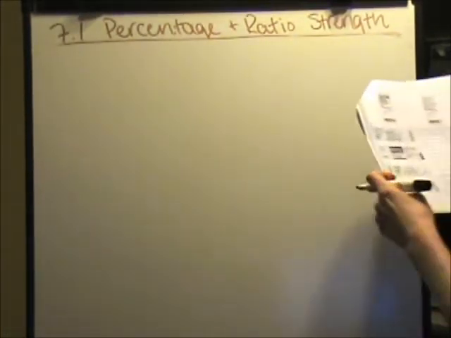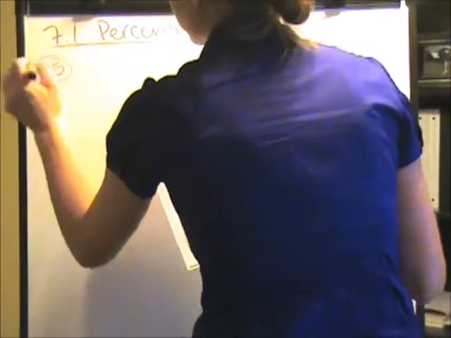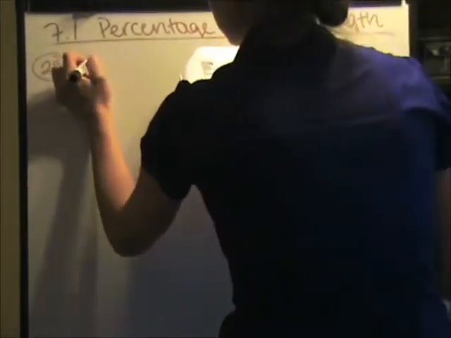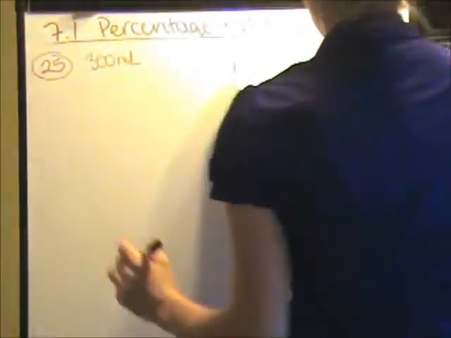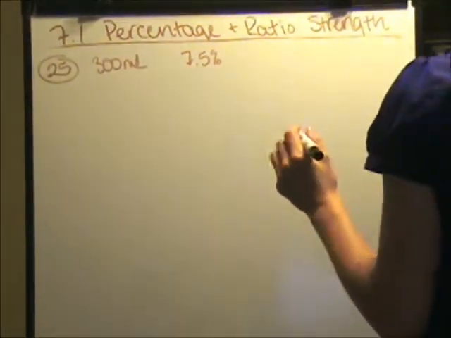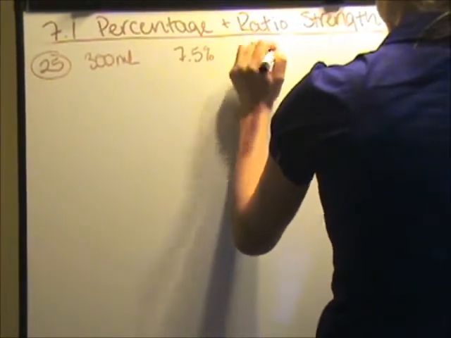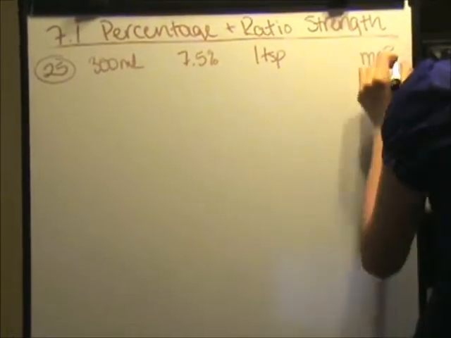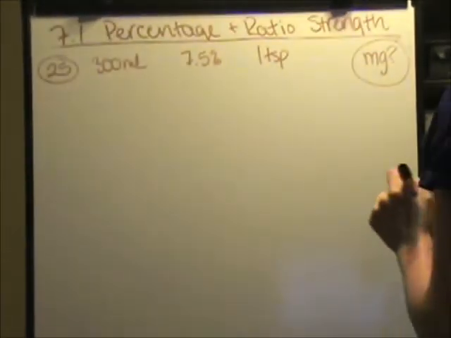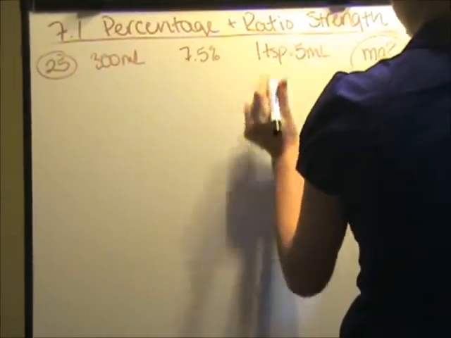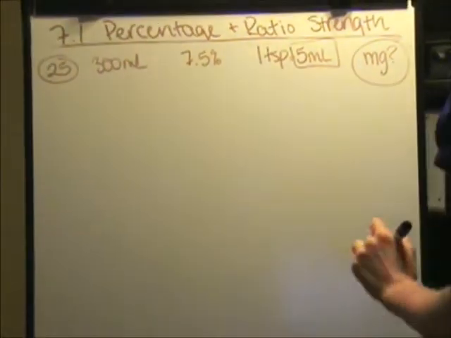Okay, let's look at number 25, which is a story problem. Calculate the amount of medication in the following doses. You have found a 300 milliliter bottle of 7.5% solution on the shelf. If the dose is 1 teaspoon, how many milligrams are in one dose? So we are looking for milligrams. First thing, it's in 1 teaspoon. We want to convert that into milliliters. So that's going to be 5 milliliters. That's what we want to use.